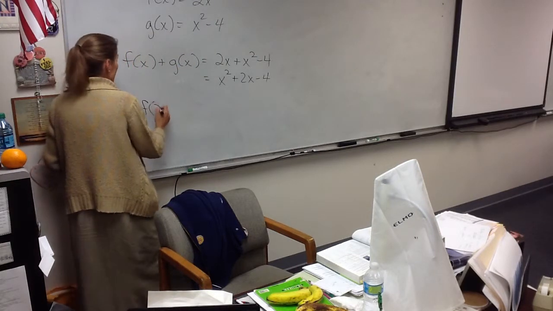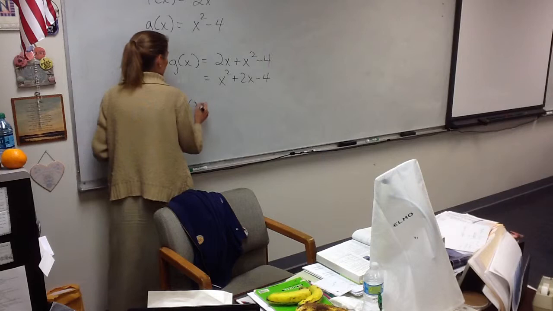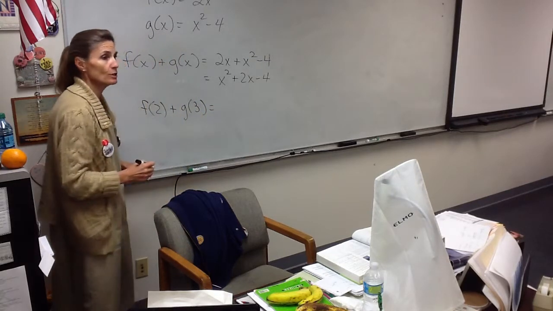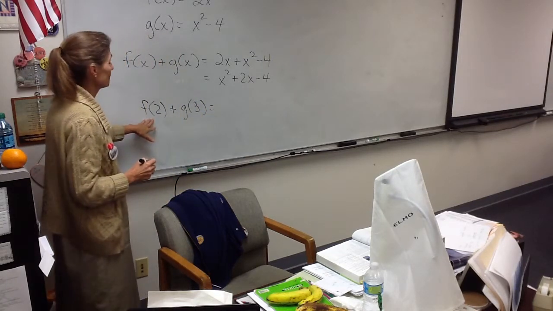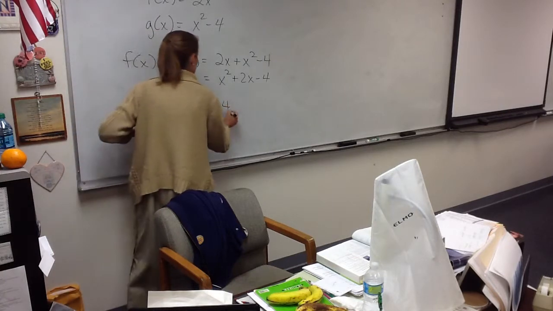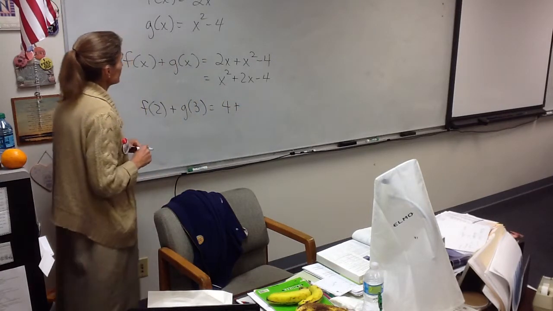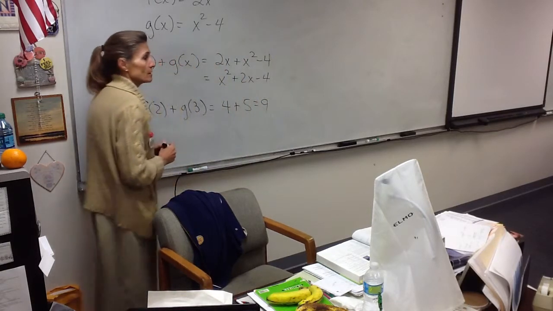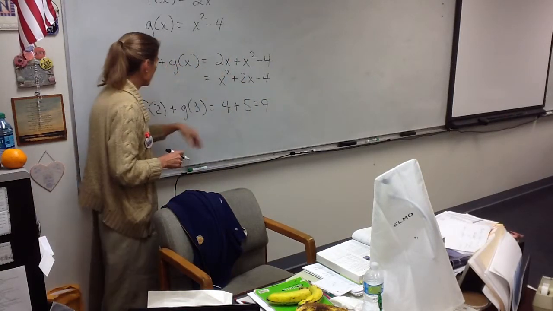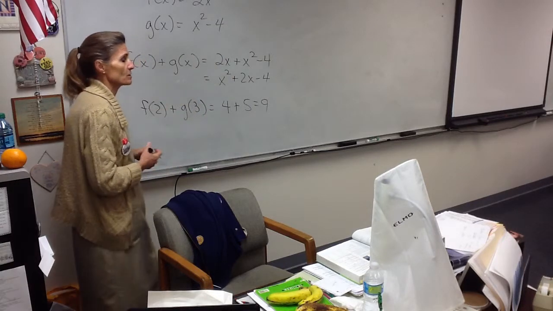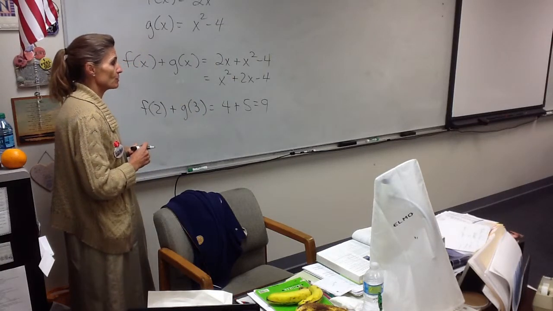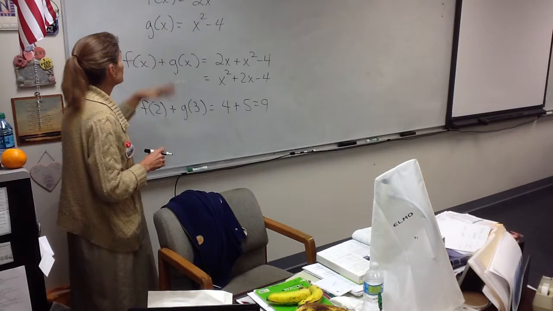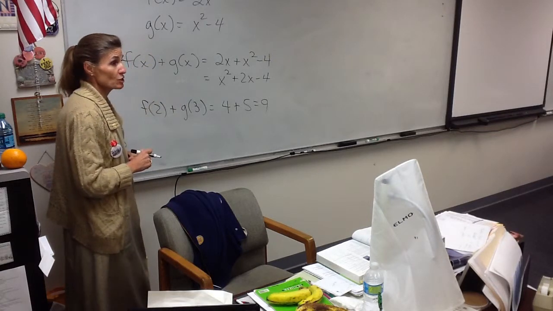If it said f of 2 plus g of 3, you could do that too, couldn't you? Yeah. What's f of 2? 4. What's g of 3? 5. So the answer would be 9. So we can add them together in their general form, or we can add them together with specific input values. Do you think we could do the same thing with subtraction?